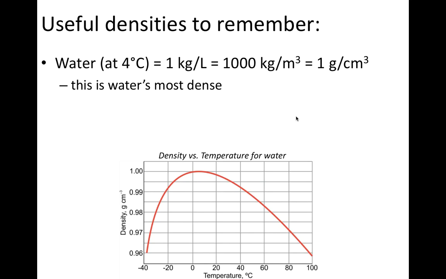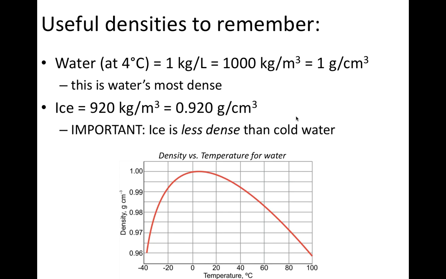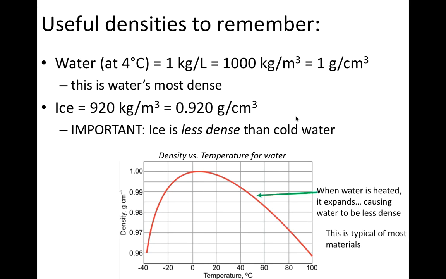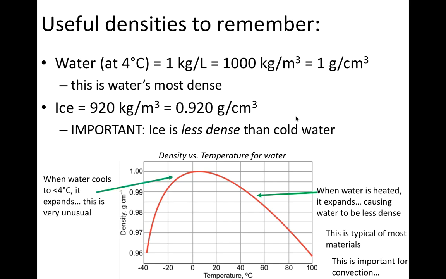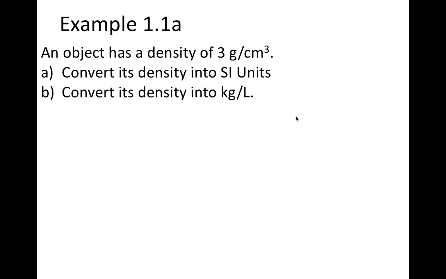However, it should be noted that water's density, like most other substances, is temperature dependent. Water has its greatest density at 4 degrees Celsius. When water is heated, it expands and therefore becomes less dense. It should also be noted that water is a unique substance in that when it is cooled below 4 degrees Celsius, it expands. Nearly all other substances do not share this property. This is why ice floats in water.